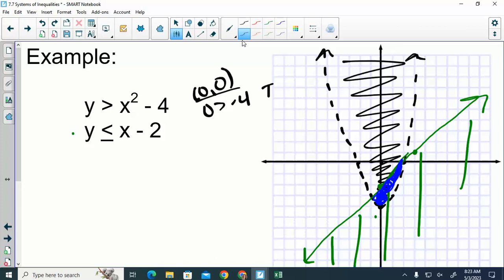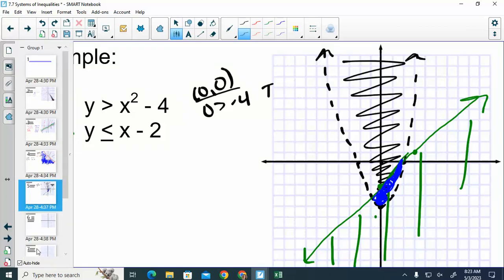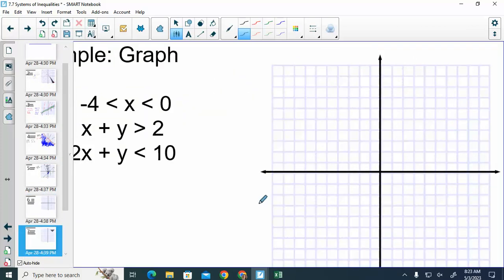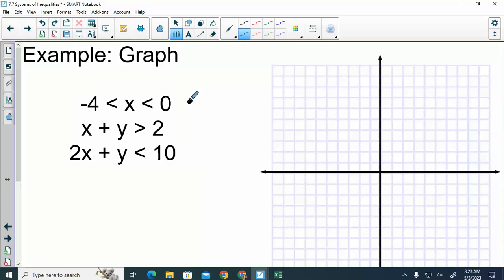I'm gonna skip to the very last one. Too late. So you're not limited to just 2 equations. So the last two examples just have multiple equations. So basically you're graphing all of them and looking for the overlap of everything. Okay. I want to do this example for sure because of this first inequality.